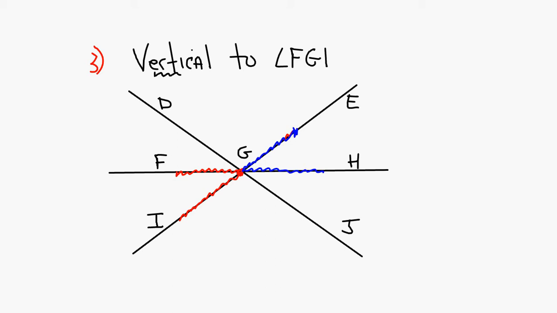You see how those two are opposite of each other? They're formed by the intersection of the same lines. So vertical to angle FGI would be angle EGH. It's also angle HGE. The G has to be in the middle though, because that's the vertex.